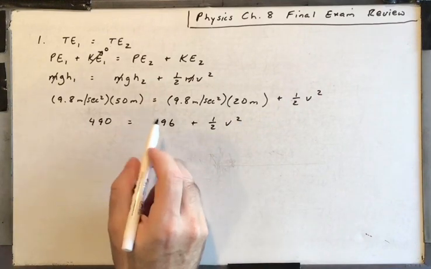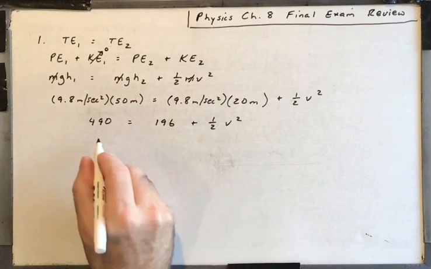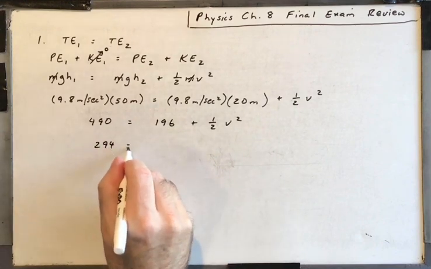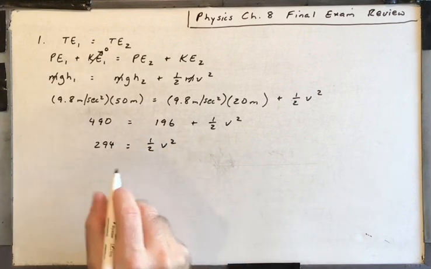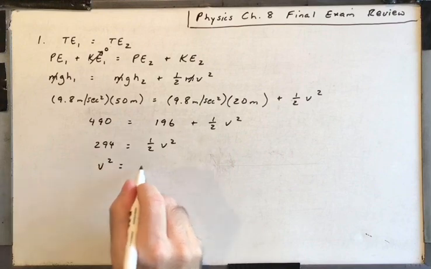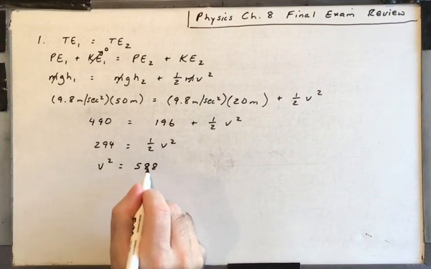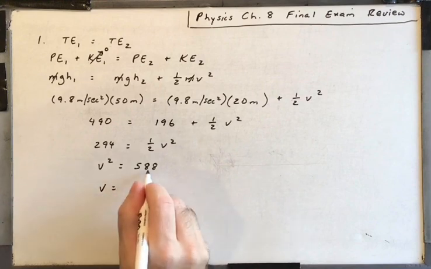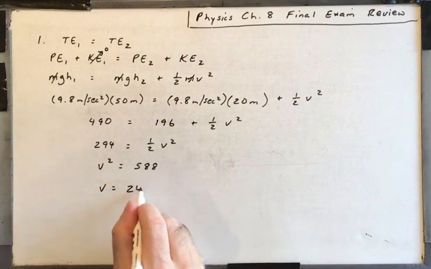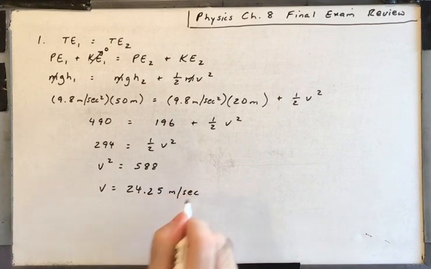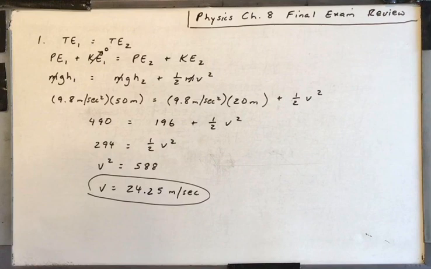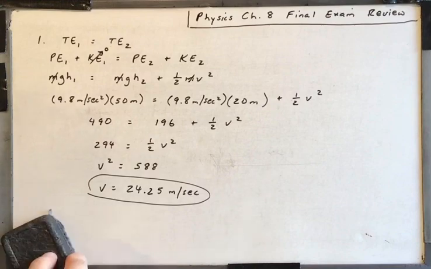Okay, so if you subtract 196 from 490, you'll get 294 equals 1/2 v squared. Multiply both sides by 2 and you'll have v squared is equal to 588. So velocity, then, if you take the square root of 588, is 24.25 meters per second. All right, not bad at all. Okay, let's go to problem number 2.